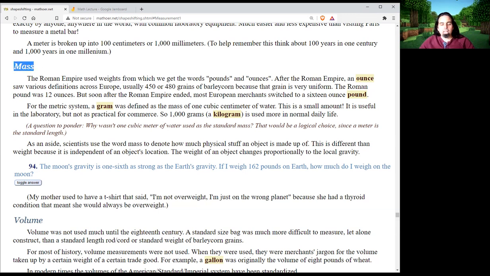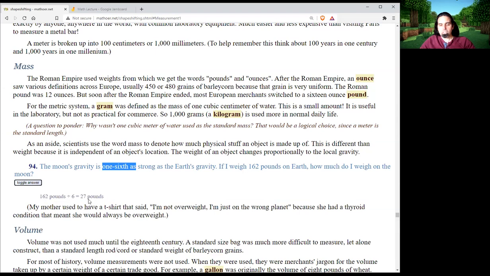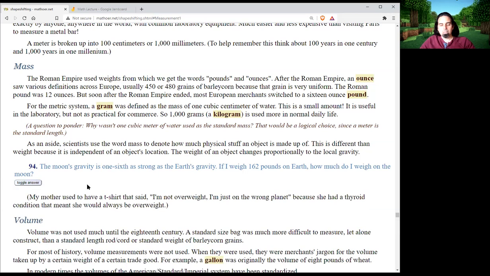I've been using the word mass, which we often think about as weight, but technically they're not the same. The weight of an object will change based on how much gravity you have. So if the moon's gravity is 1/6 as strong as Earth's gravity, and on Earth I weigh 162 pounds, how much do I weigh on the moon? If it's 1/6 as strong, I would take my 162, divide by 6, and I only weigh 27 pounds on the moon. So officially we should use mass, but if you talk about weight, no one in this class will care.